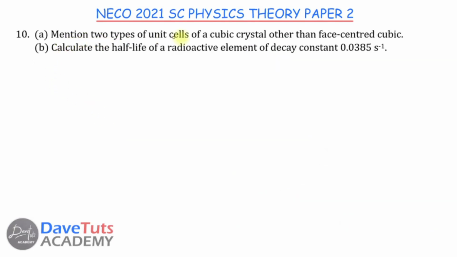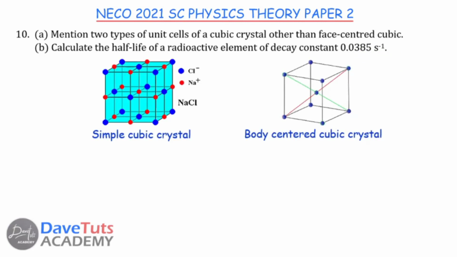In this question, we are to mention 2 types of unit cells of a cubic crystal other than the face-centered cubic, and then we are to calculate the half-life of a radioactive element of decay constant 0.0385 per second. The other unit cells apart from the face-centered cubic are the simple cubic crystal, as typified in sodium chloride crystal, and then the body-centered cubic crystal. So if you just mention these two, you are good and fine with question number A.